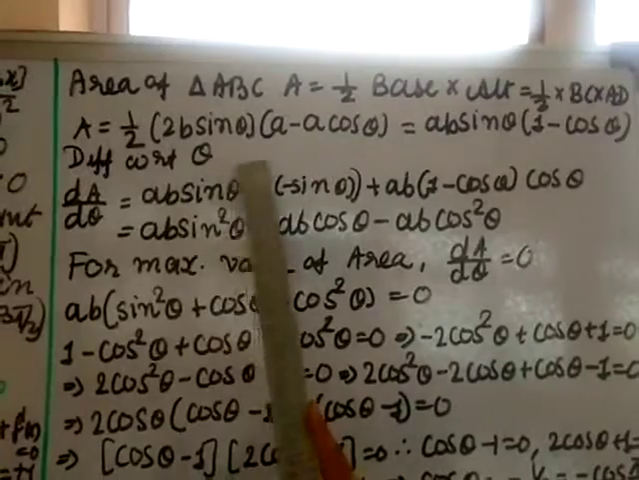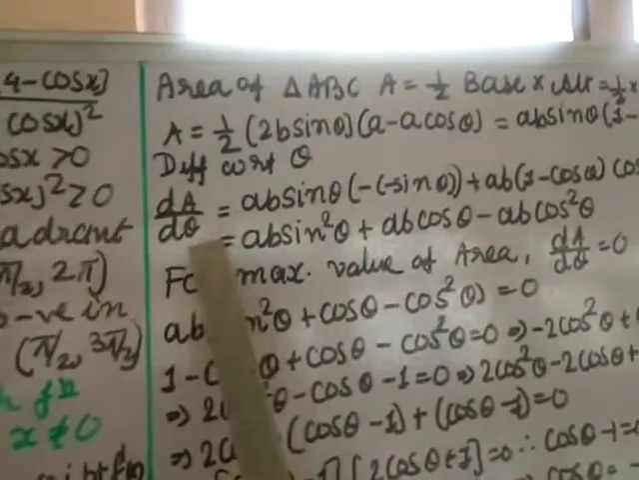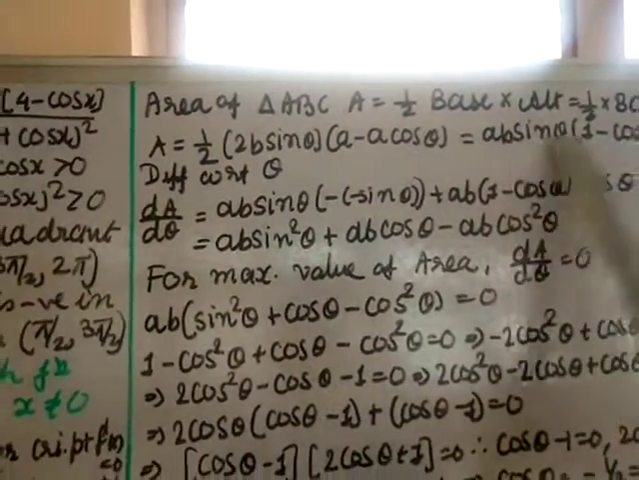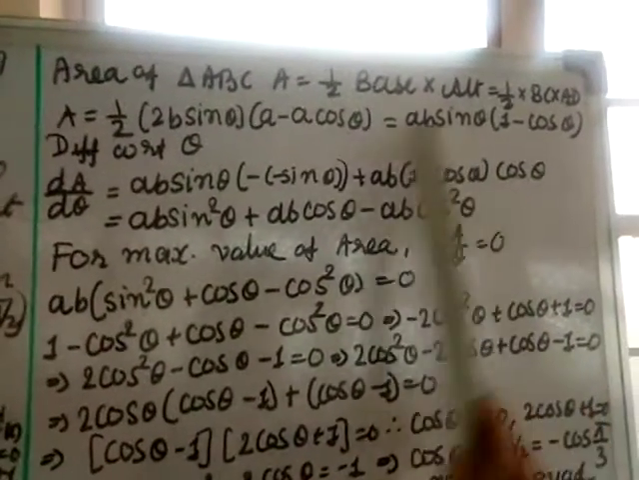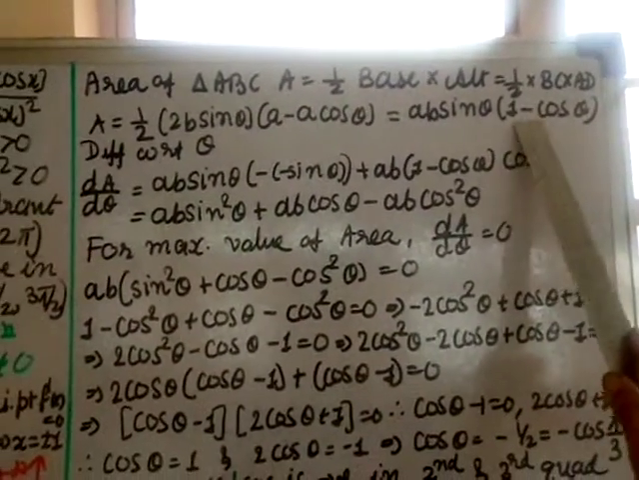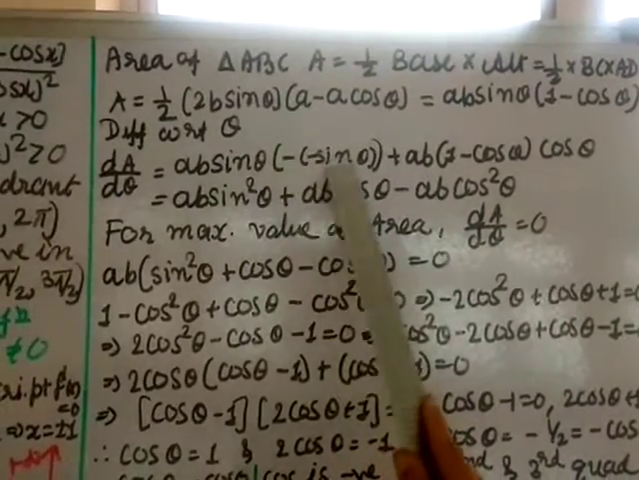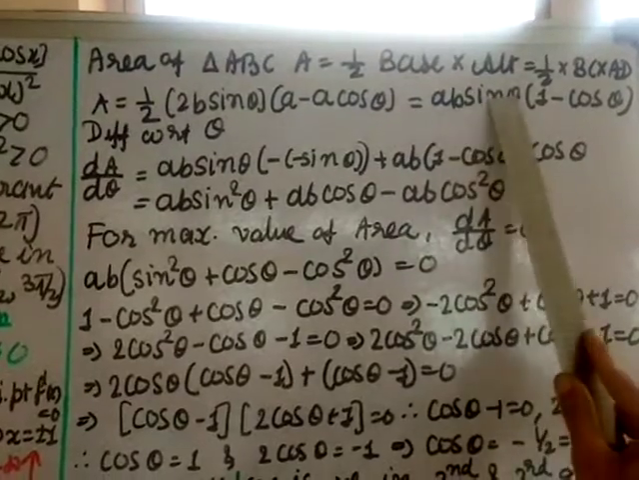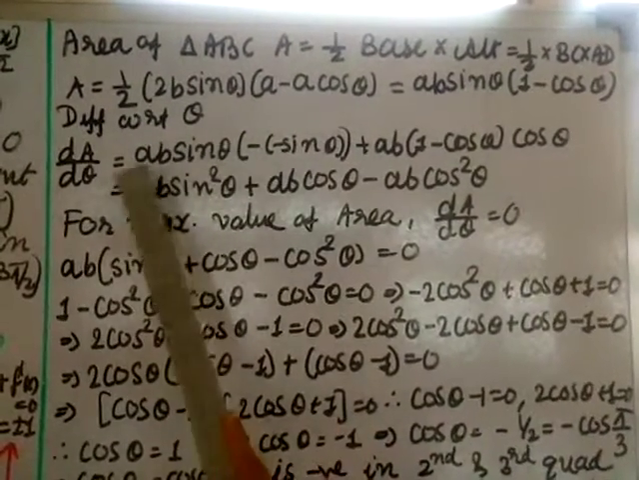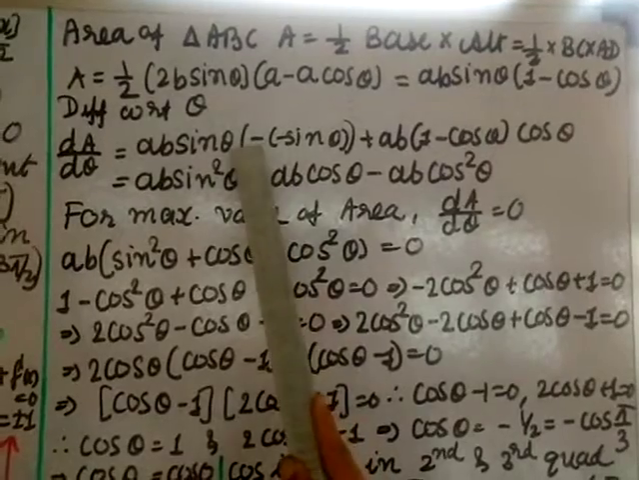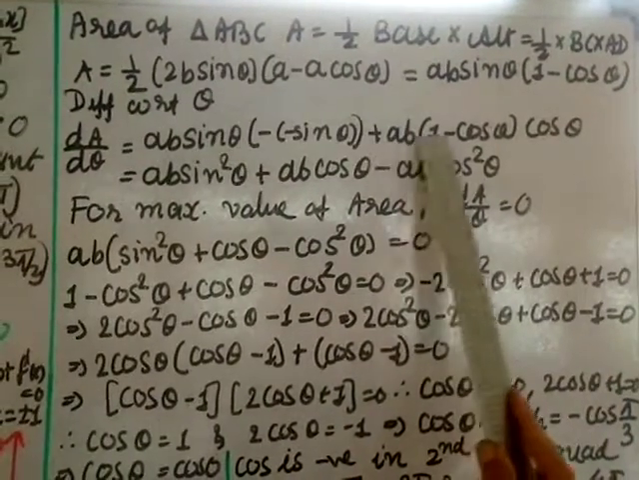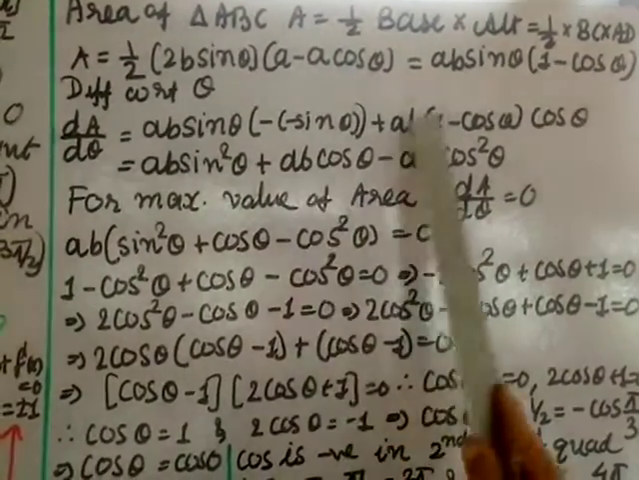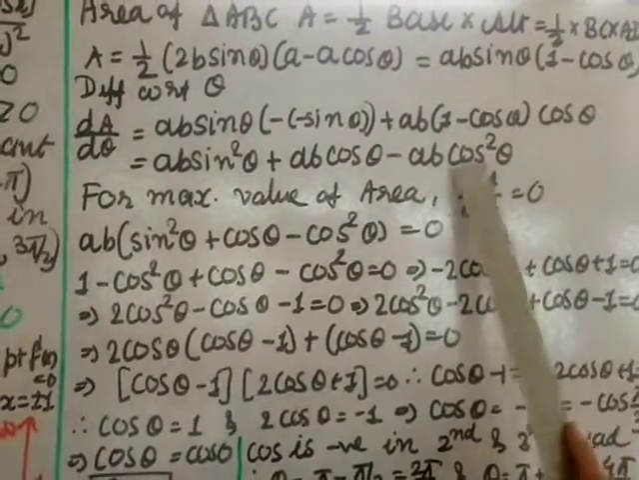Now differentiate with respect to theta, because what I have to find is maximum area. So for maximum area you have to differentiate with respect to theta. dA by d theta, you have to use the u into v rule. Sin theta as it is, derivative of 1 minus cos theta is plus sin theta, so ab sin square theta, plus ab into 1 minus cos theta as it is, and derivative of sin theta is cos theta. Here I am opening the bracket: ab into 1 into cos theta, ab cos theta, minus ab into cos square theta.